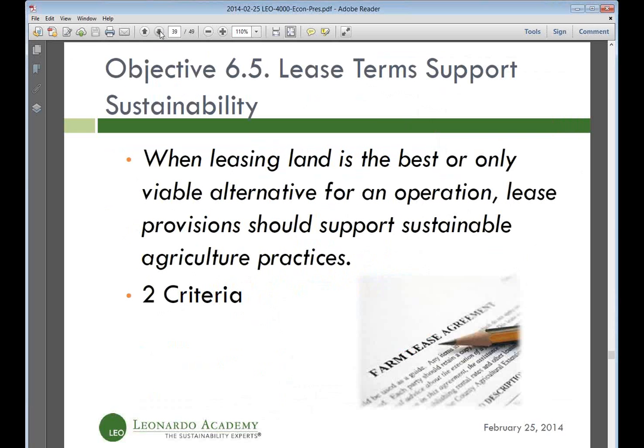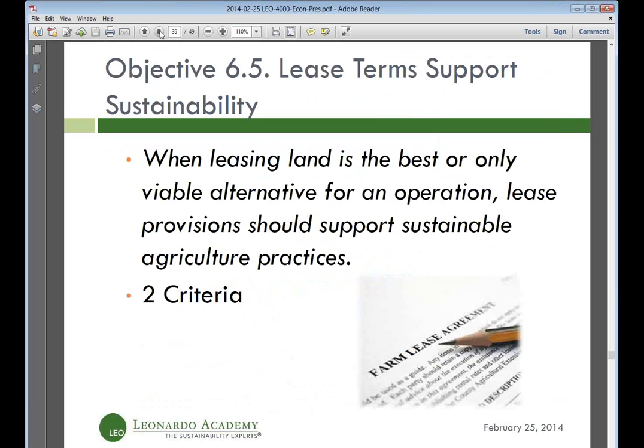Looking at objective 6.5, again, when you own your property, then it's your decision as to which economic, environmental and social criteria you would like to apply to your operation. But it can be a little bit more difficult when your form of land tenure is a lease, because then you have to work with the landowner who has an interest in your economic performance, because that is what ensures that they will get some return on the risk that they take when they lease out their property. So it often requires a very cooperative relationship with the landowner and the lessee.